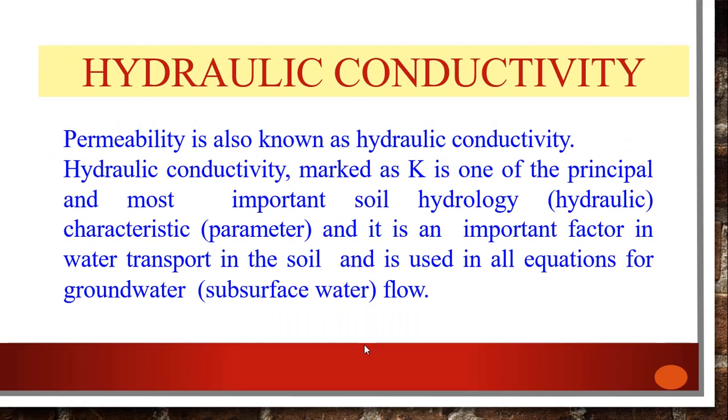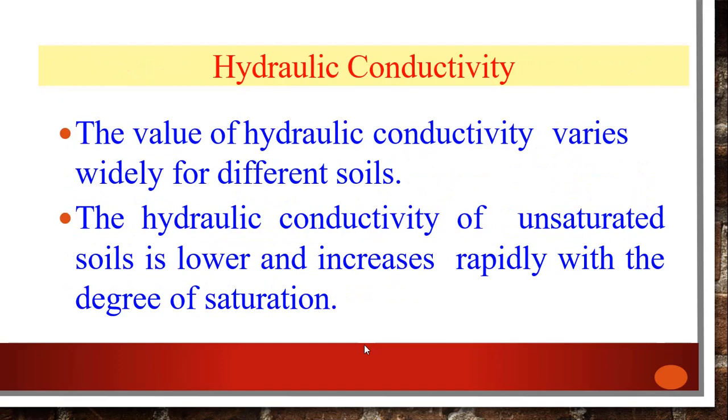So the permeability is also known as hydraulic conductivity. Hydraulic conductivity, marked as K, is one of the principal and most important soil hydraulic characteristics, or we can say parameters, and it is an important factor used in water transport in the soil and is used in all the equations for subsurface water flow. The value of hydraulic conductivity varies widely for different soils. For different types of soil, the hydraulic conductivity will vary.